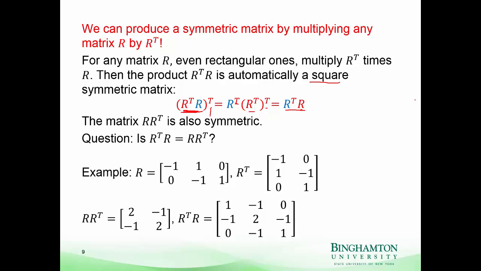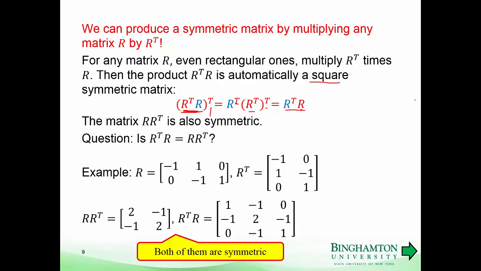What about if R is square? How about that case? See if you can figure that one out. So in this case, they're different. Both of them are symmetric, but they are different.